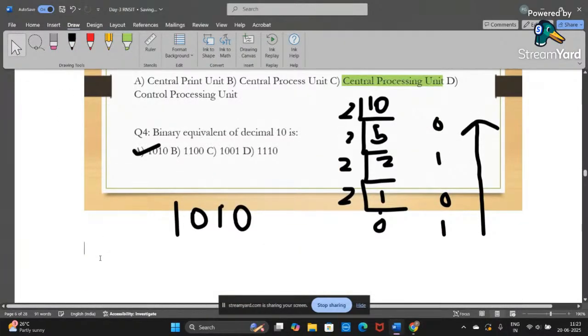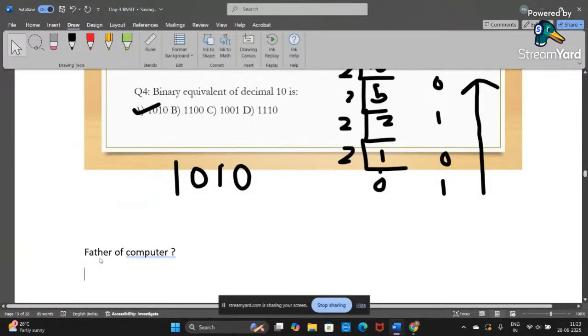Okay, along with this, take one more question. Who is the father of computer? Father of computer is, answer is what? Charles Babbage. He's the father of computer.